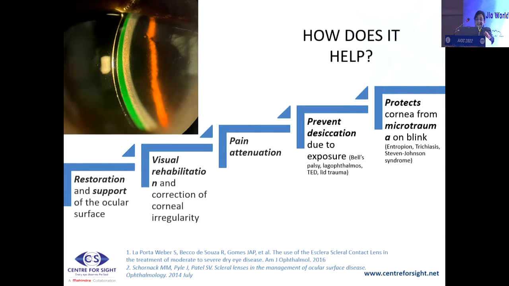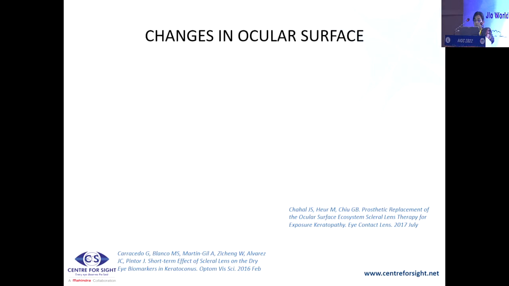So how do these lenses help in these conditions? They provide restoration and support to the ocular surface, help in visual rehabilitation and correction of the corneal irregularity. They also provide pain attenuation, and in cases of Bell's palsy, lagophthalmos, and lid trauma, they prevent the desiccation due to exposure because they are covering the irregular surface. Also, they protect the cornea from microtrauma caused by blinking.